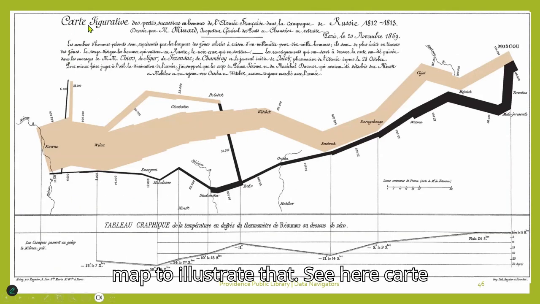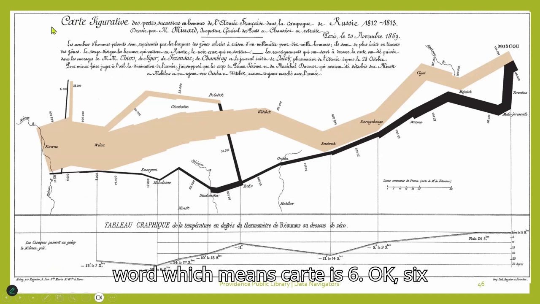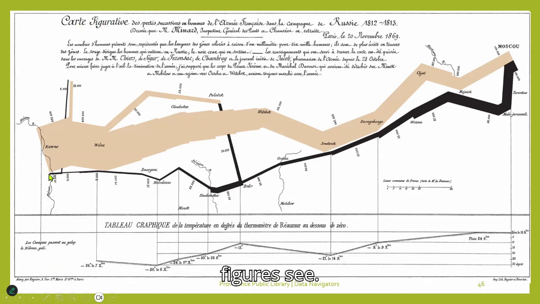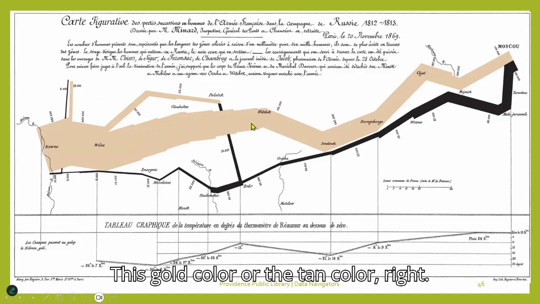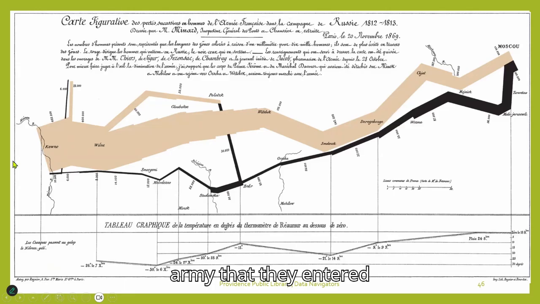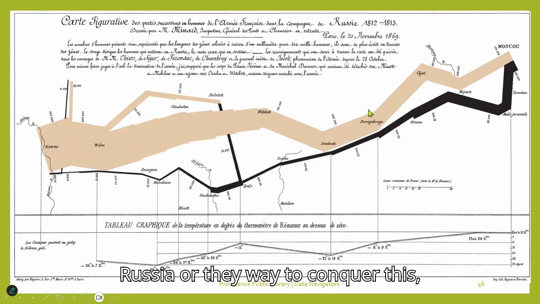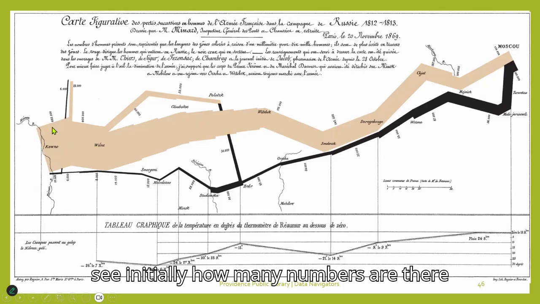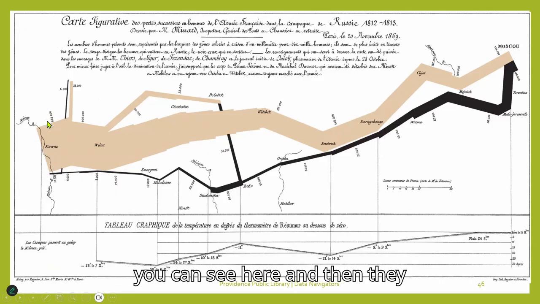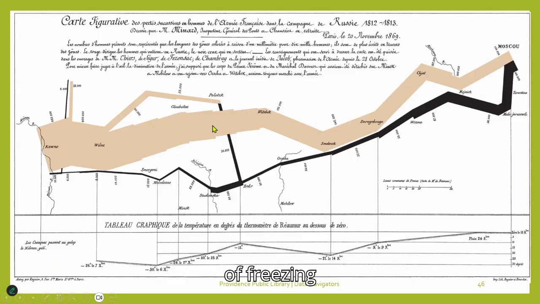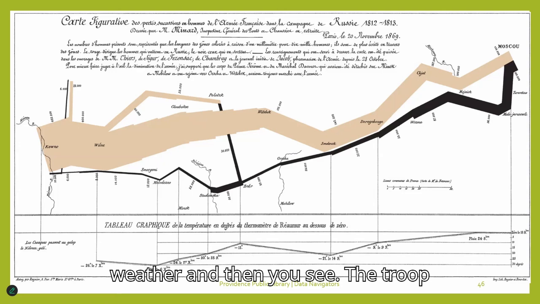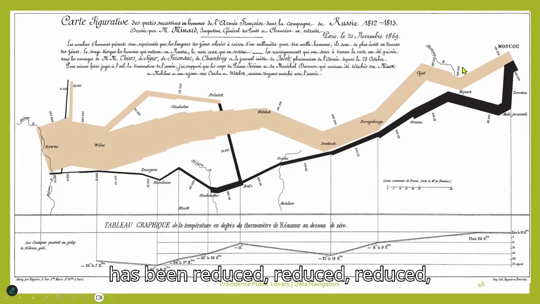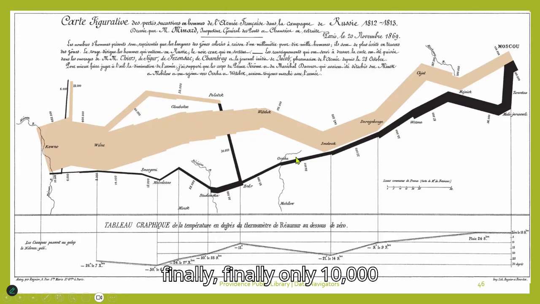See here, carte figurative. I think this is some French word which means carte is 6. Okay, 6 figures. See, this gold color or the tan color, so this is the starting point of that army that entered Russia all the way to invade Moscow. So they see initially how many numbers there are. You can see here, and then they went on the way. They faced a lot of freezing weather, and then you see the troop has been reduced, and finally only 10,000 people remained.